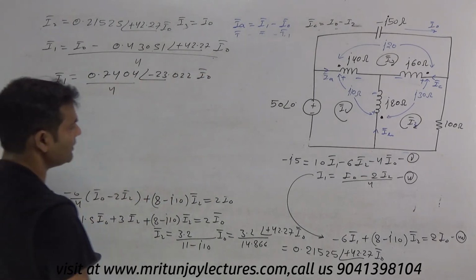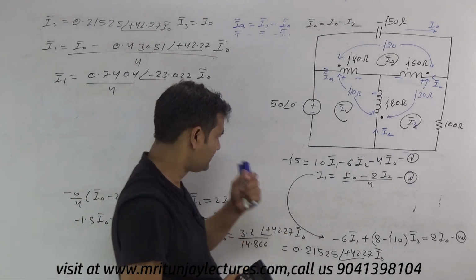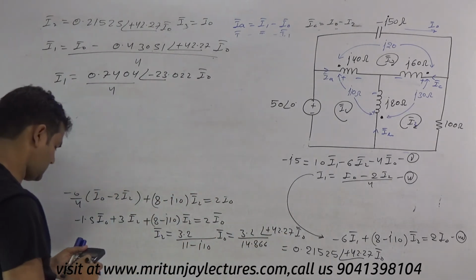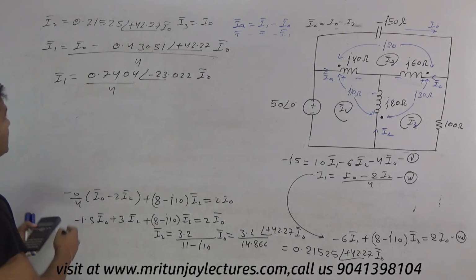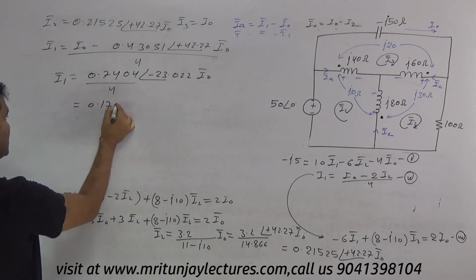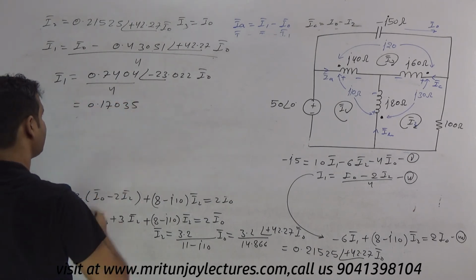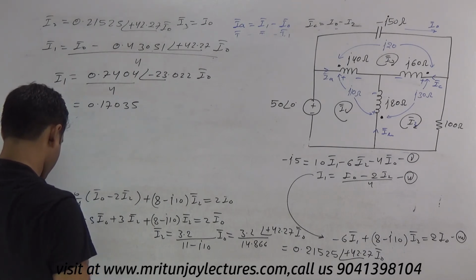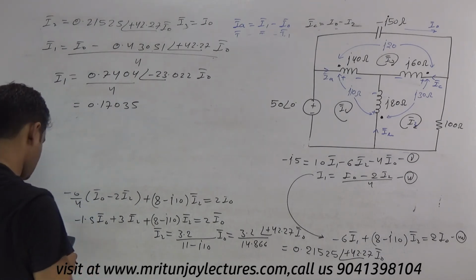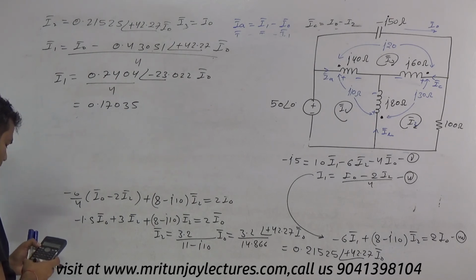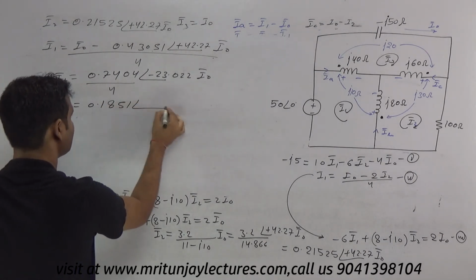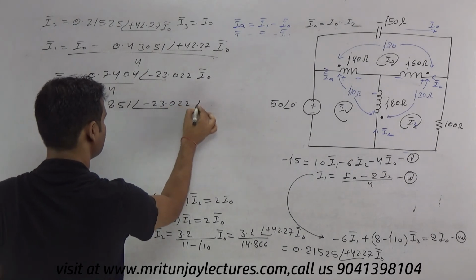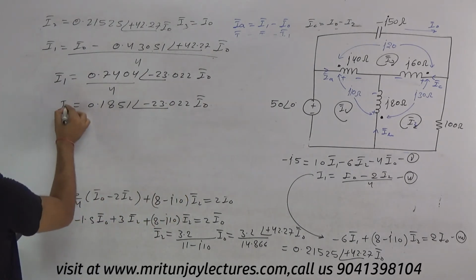If divide by 4, then we got 0.17035, 0.7404 divided by 4, that is 0.1851 at the angle minus 23.022 into I naught, that is I1.